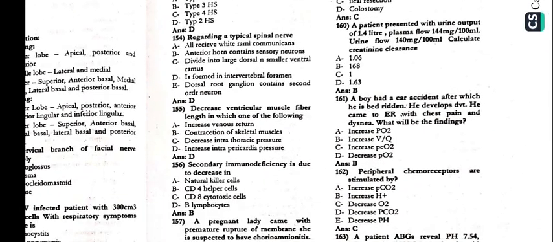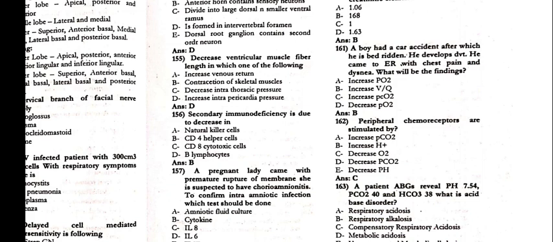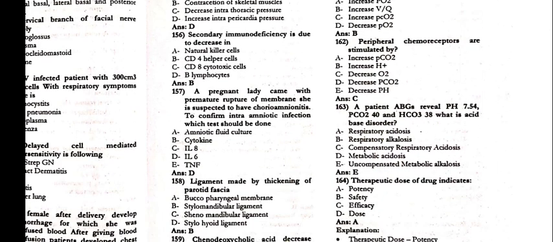160, the patient presented with the urine output of 1.4 liter, plasma flow of 144, urine flow of 140. Calculate the creatinine increase, it's 168. Had a car accident after which he is bedridden. He develops DVT. He came to ER with the chest pain and the dyspnea. What will be the findings? Beta, increase VQ ratio. 162, the peripheral chemoreceptors are stimulated by the Charlie, decrease oxygen.